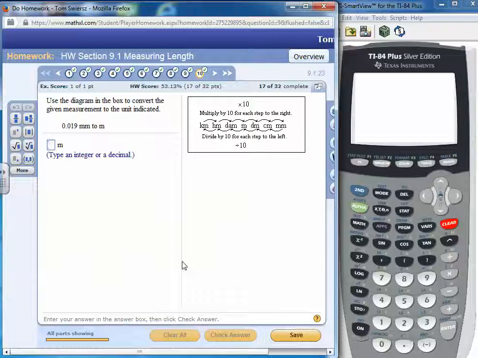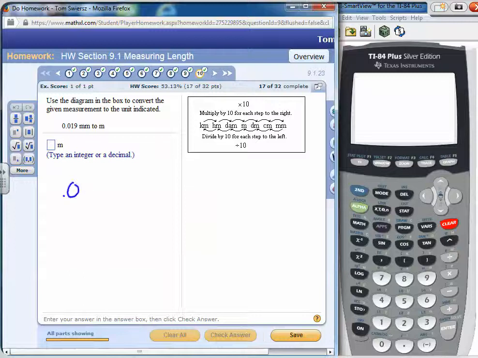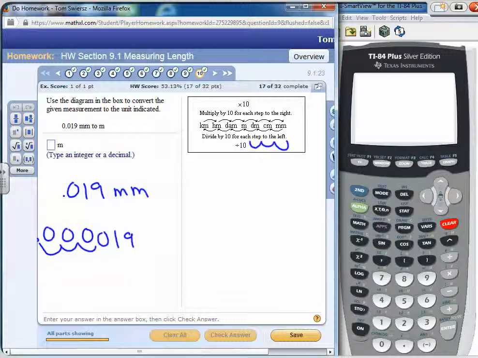Let's do homework exercise number 10. 0.0019 millimeters to meters. Millimeters is here. We need to go 1, 2, 3 jumps to get to meters. We're moving a decimal to the left. So the decimal is right here. We do 1, 2, 3. So we'd have to add 3 more zeros.